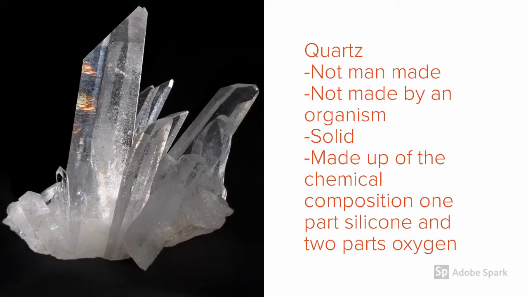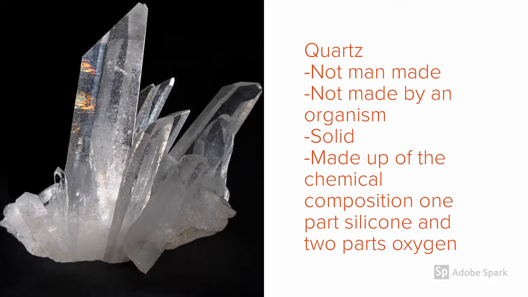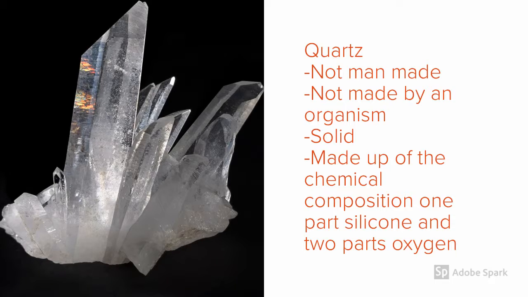This is quartz. Quartz is the most abundant mineral that can be found on Earth's surface. It is a naturally occurring chemical compound with a chemical composition of 1 part silicon and 2 parts oxygen. Quartz is a mineral that can be found in all three main types of rocks: igneous, metamorphic, and sedimentary.